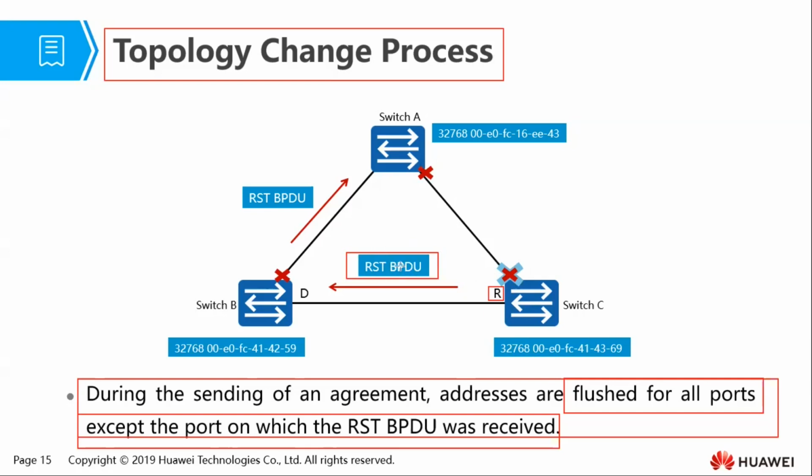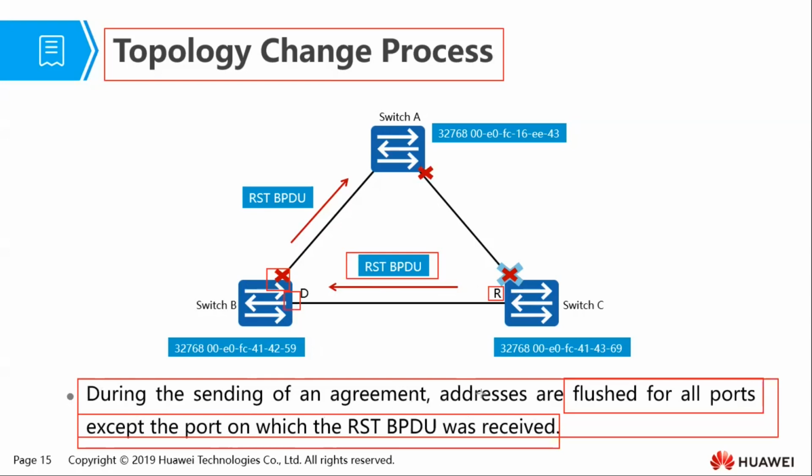So in this RSTP BPDU, the TC bit, the topology change bit, will also be set to 1, and the agreement bit will be set to 1. If this switch receives it, it is going to forward it upstream, but as it forwards it upstream, it is going to delete the entry of this particular interface on its MAC address table, but not the entry of this interface. So that's what we're saying here.